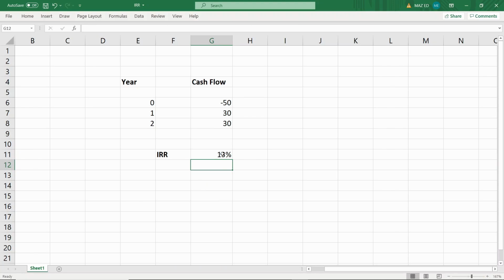It's called the internal rate of return since it's specific to the project, intrinsic to the project, and depends only on its cash flows.